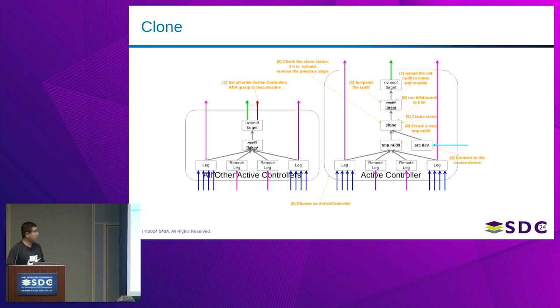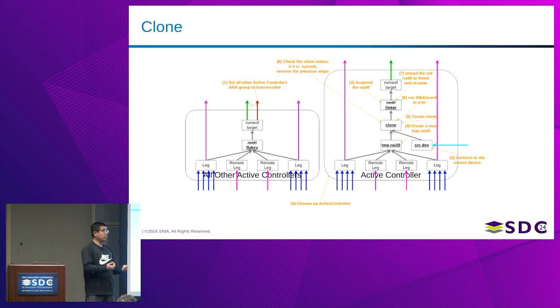And here is the clone. When may we want to clone a virtual device to a new one? When we clone, we have a source device and a destination device. In this graph, I only show the destination device. The source device is just on the right, the arrow on the right side.